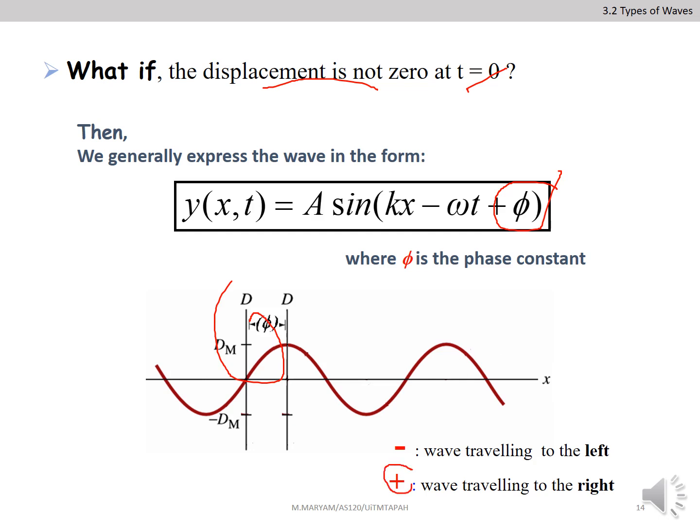From the graph here, as you can see, the wave is traveling to the right. Don't confuse this sign with the other sign. This sign, negative, represents a wave traveling to the right. The positive and negative signs here are different from the one for φ. This one is for φ.